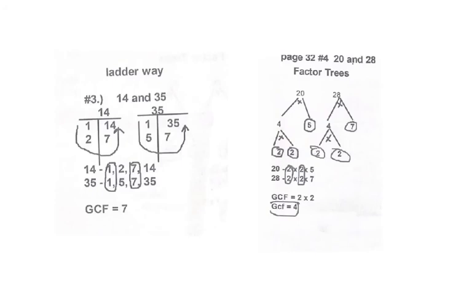Okay, 2 other methods of finding greatest common factor. We have another like T-ladder method that you can use. And all you're doing here is listing the factors in a T-chart. So like 1 times 14 is 14, 2 times 7 is 14. And then 1 times 35 is 35, and 5 times 7 is 35. So then you look and say, okay, what is the biggest one they have in common? Oh, it's 7.